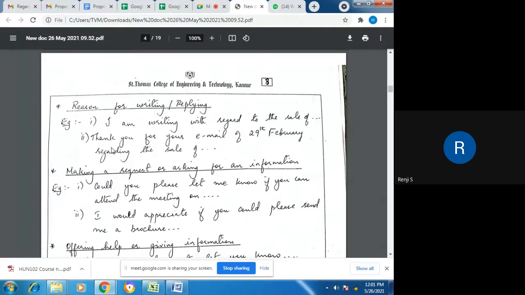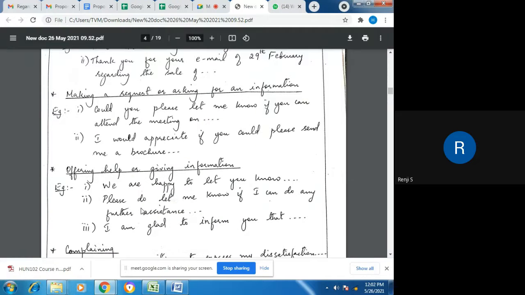Or you can start like this: thank you for your email of some particular date regarding the sale of. Here you are replying to some message you had received earlier, referring to that message and then replying back. So these are where you give reasons for writing your report.